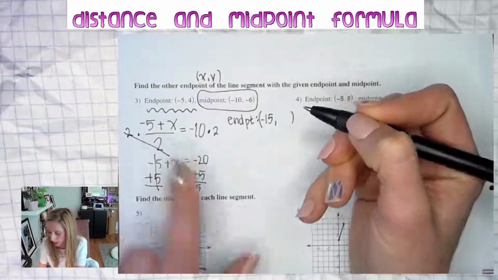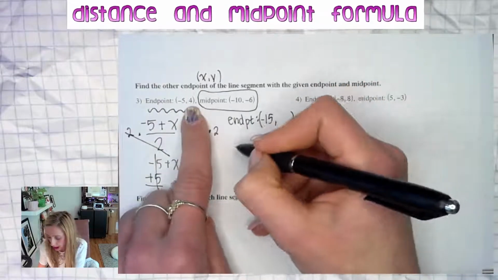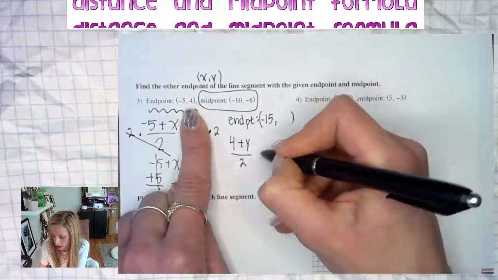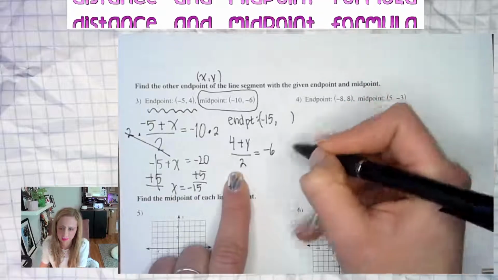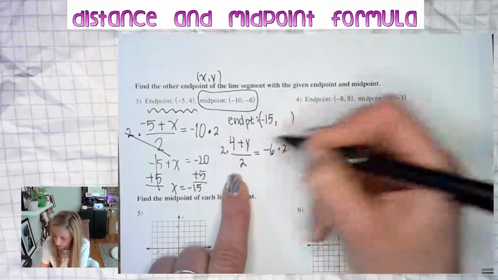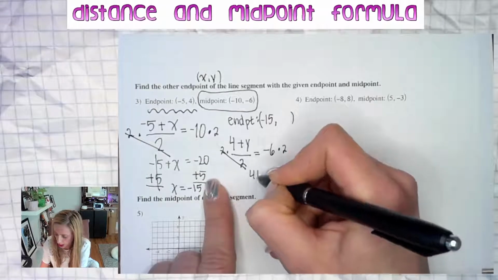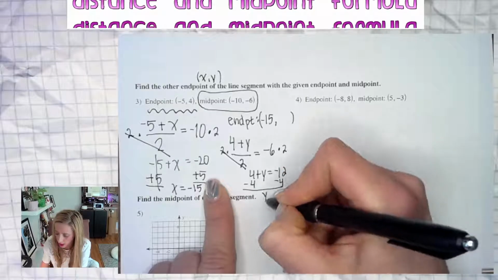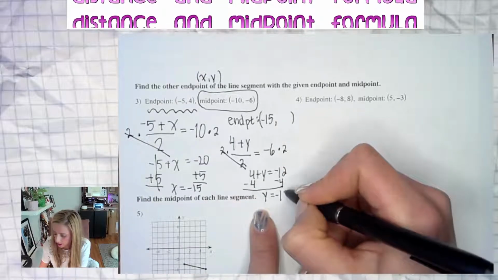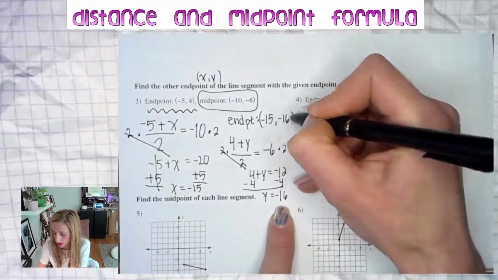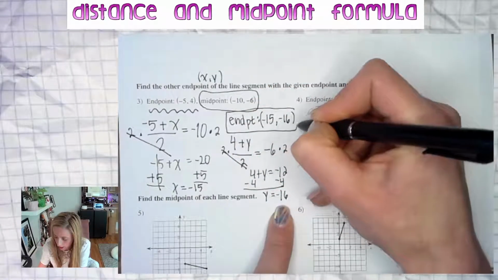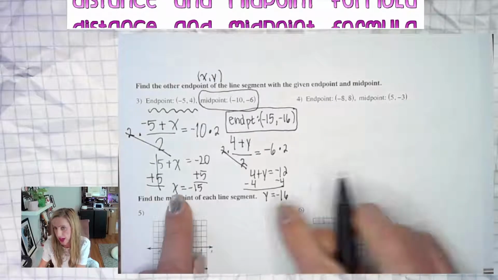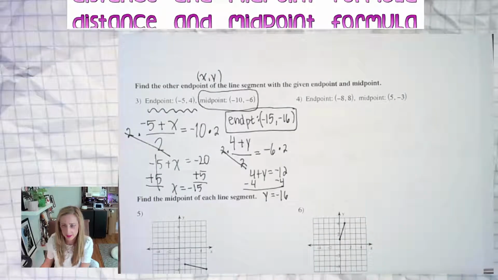Now we do the y. Midpoint, midpoint, what do? Add them together. 4 is an endpoint plus y, and divide by 2. And what does it have to equal? -6. Multiply both sides by 2. 4 plus y equals -12. Subtract 4 to get y alone, and we get y equals -16. And that's the ordered pair of my other endpoint. Rewind and watch it again if you need to, and then use that to help you do number 4.